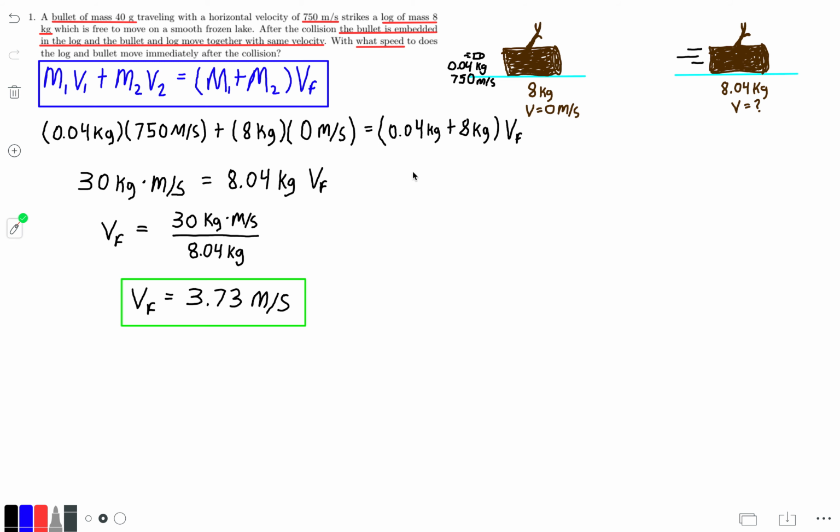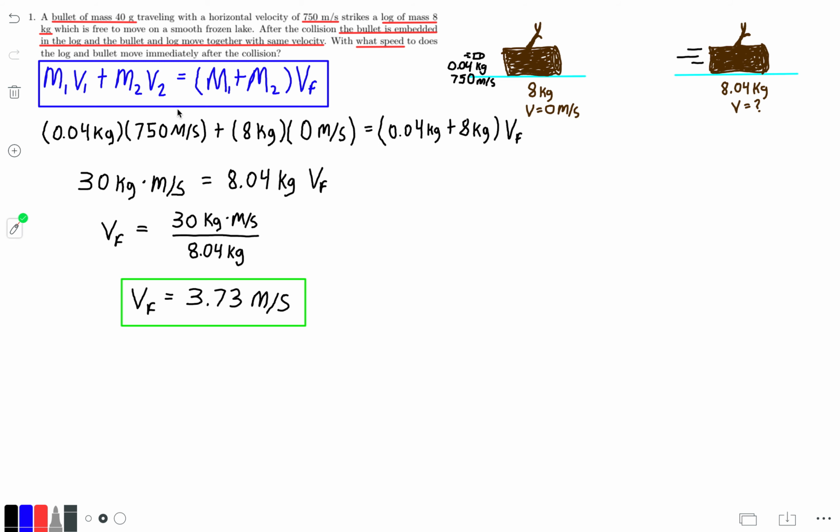So going ahead and doing a little simplifying, we find out that the initial momentum is 30 kilogram meters per second, and this is equal to our final mass multiplied by our final velocity. So then we can just go ahead and solve for our final velocity by dividing the two. This will cancel the kilograms and leave us with meters per second. So our final answer here is 3.73 meters per second. And this problem is relatively easy compared to a lot of other momentum problems.